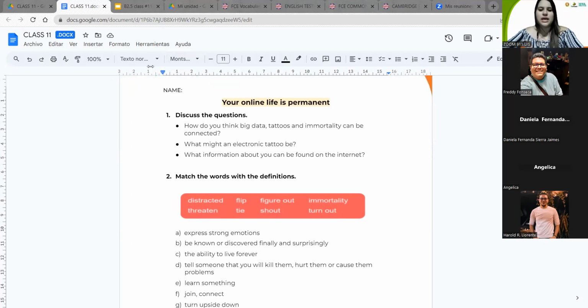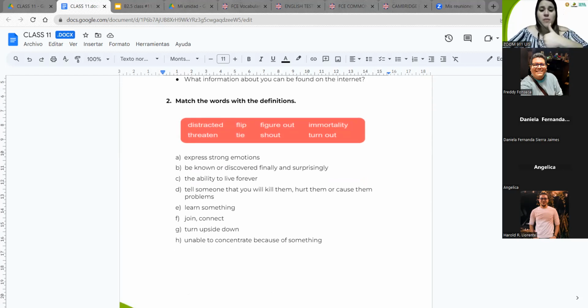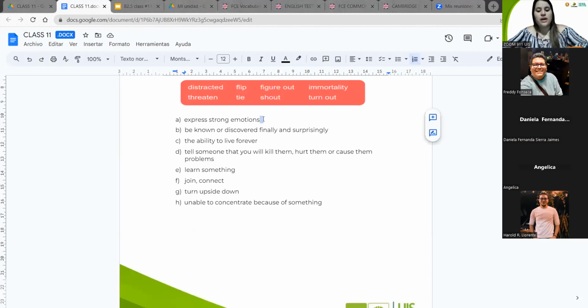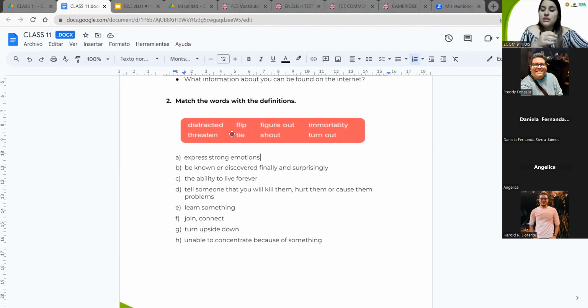So now we're going to do this exercise, guys, in which we are going to match the words with the definitions. Express strong emotions; be known or discovered finally and surprisingly; the ability to live forever; tell someone that you will kill them, hurt them, or cause them problems; learn something; join, connect; turn upside down; or unable to concentrate because of something. And then we have the words: distracted, threaten, flip, tie, figure it out, shout, immortality, turned out. You're going to write a word that you think matches each definition, from A to H. Clear, guys?